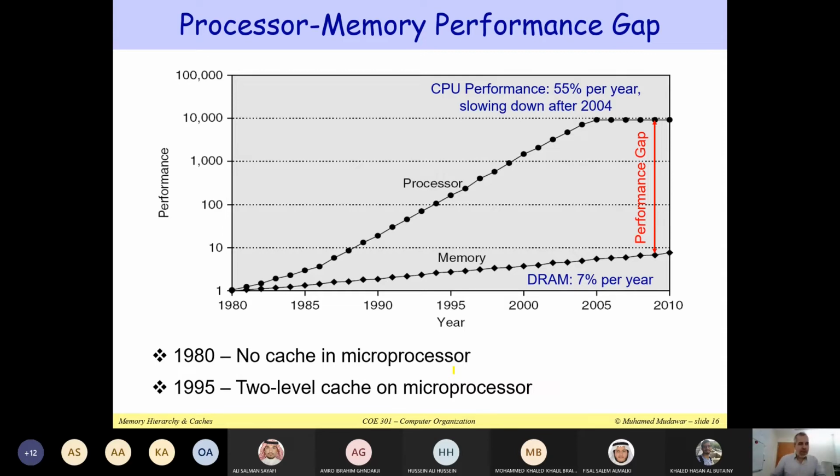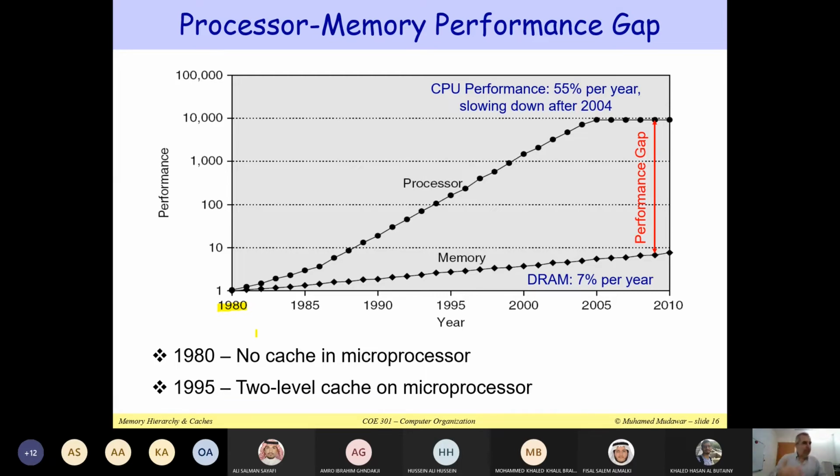Over time, if you go back to the 1980s, 40 years ago, there were no caches inside the CPU. Why? Because the CPU and the memory operate at the same speed. So the performance of the CPU is identical to the performance of the main memory. The CPU was slow and the memory was slow. So they were both slow, and there was no need for cache memory. That was back in the 1980s.